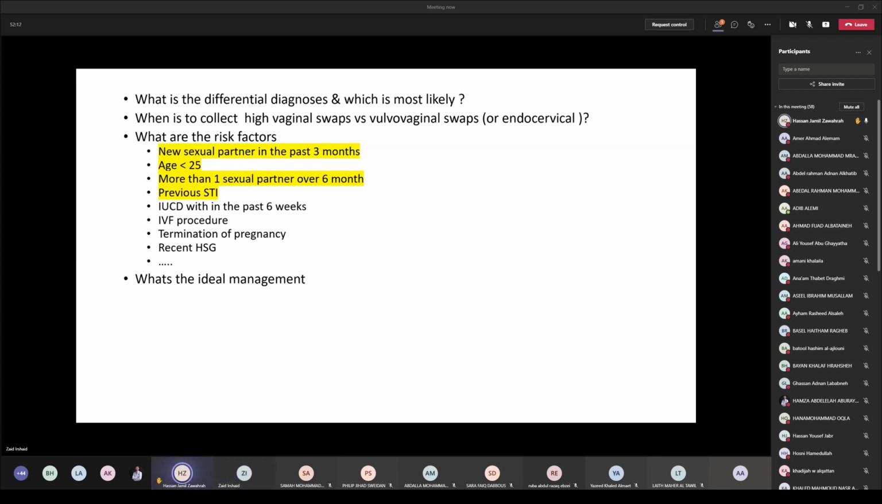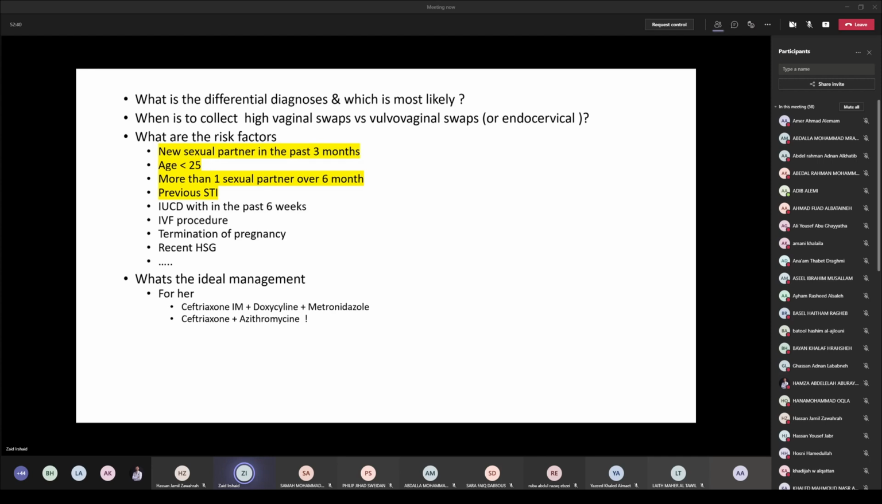Doctor, it's PID. Okay, so in PID, the treatment is not specific to the etiological factor per se. In PID, the treatment is always ceftriaxone, doxycycline, and metronidazole, all three together. Now, in some books you'll see azithromycin and ceftriaxone only. I do accept both answers as correct.